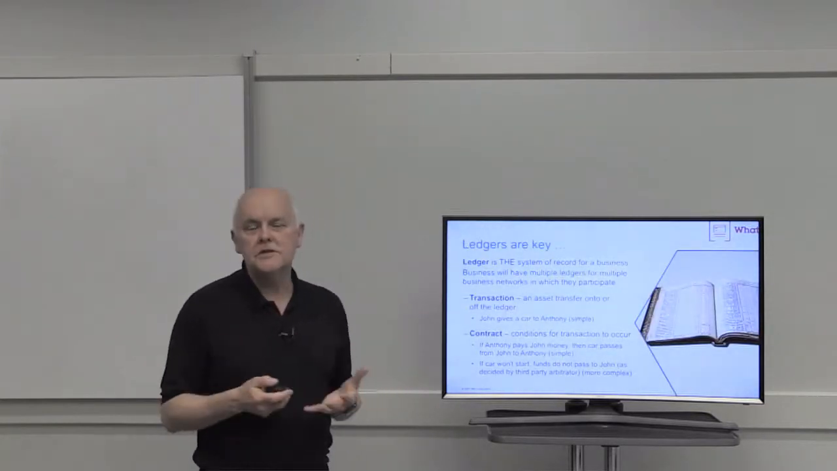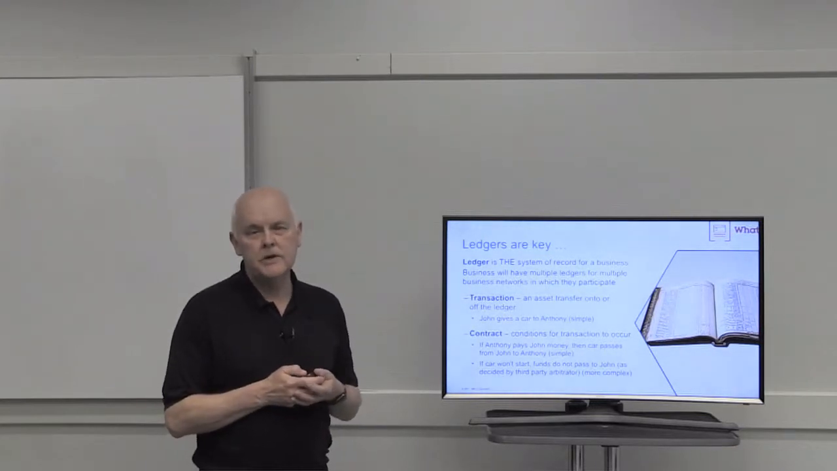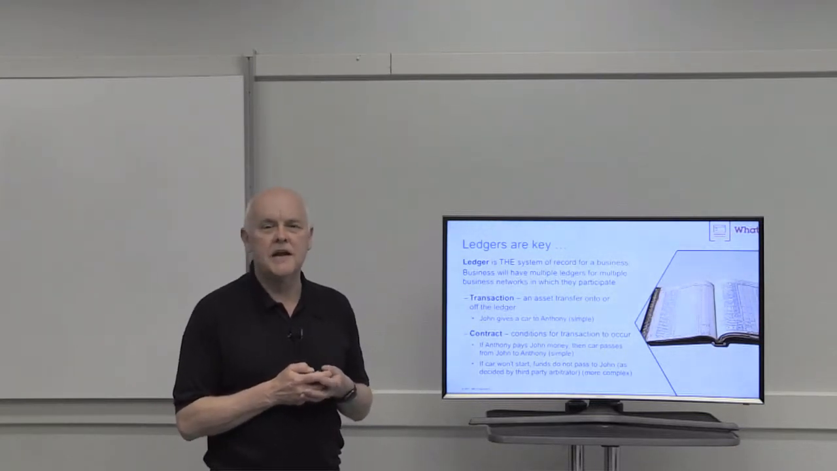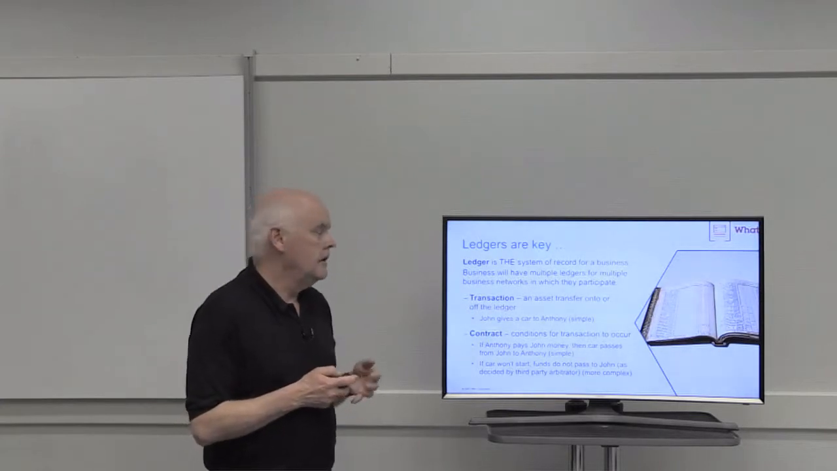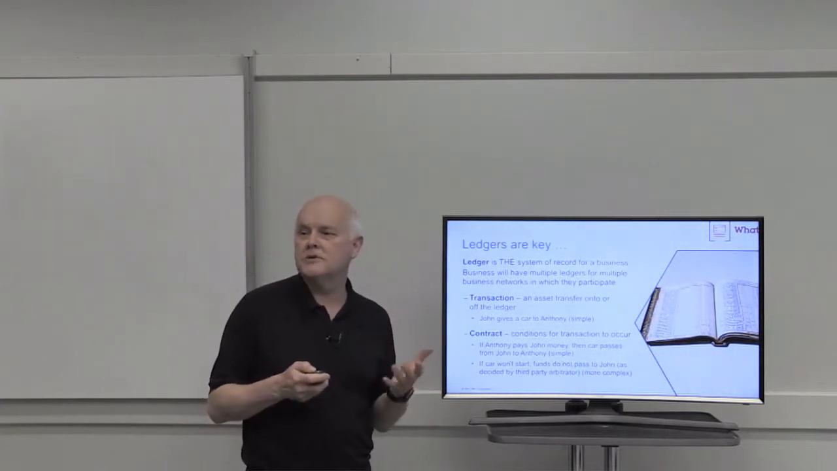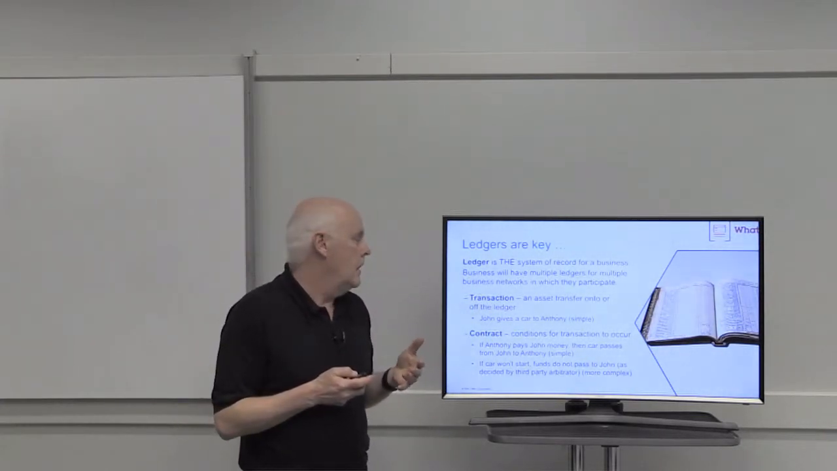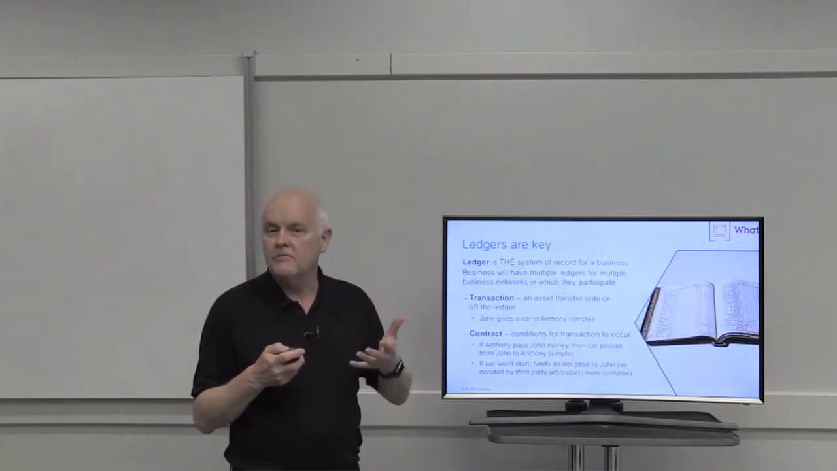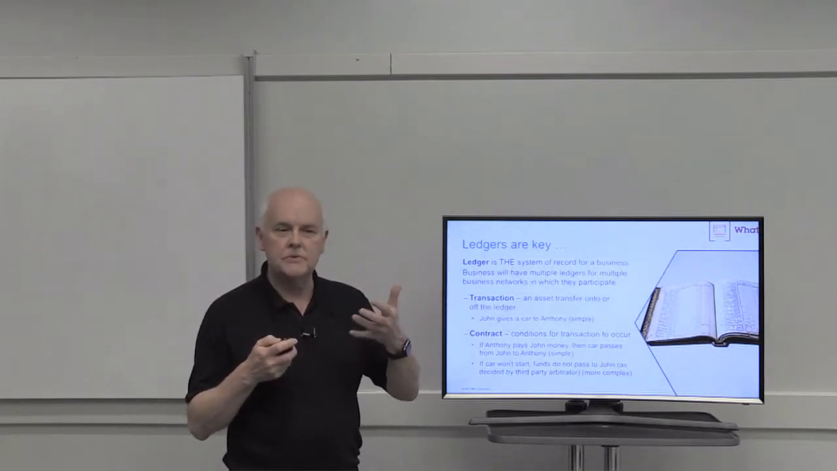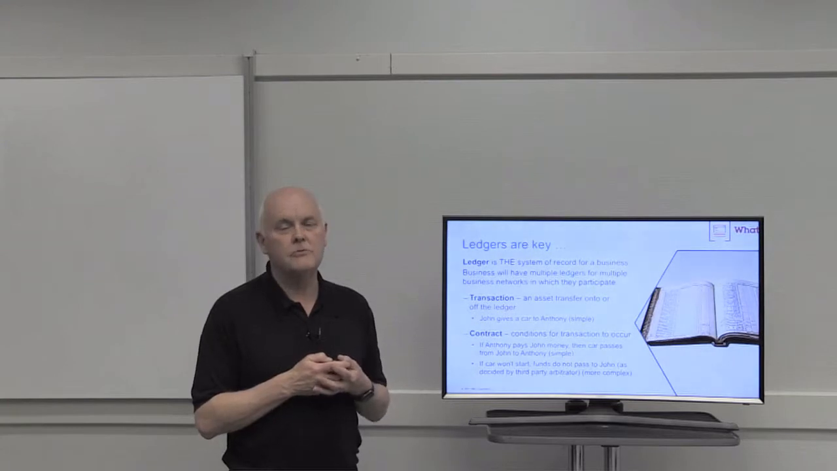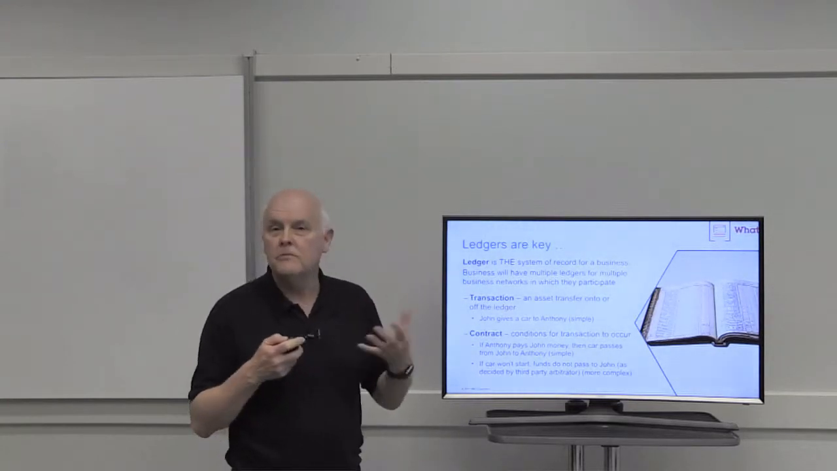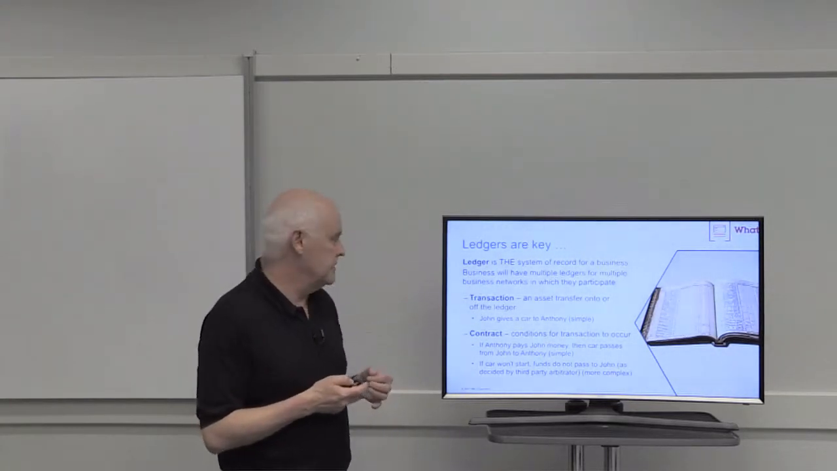So ledgers are the key to effectively recording the flow of assets in and out of an organization. The ledger's updated every time a transaction occurs. For example, if I'm passing an asset between myself and another member of the business network, we both update our ledger when that transaction occurs.